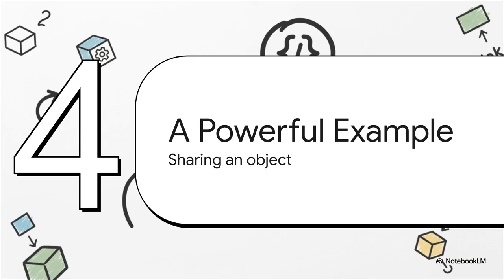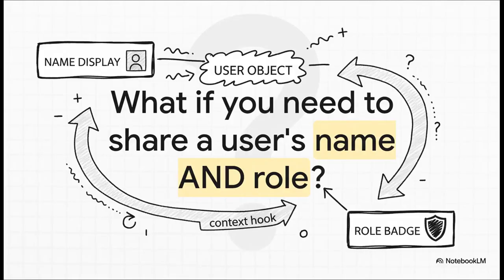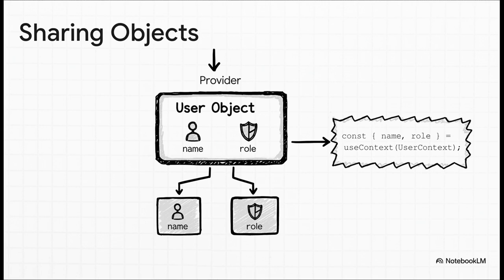Okay, so sharing a simple string is great, but let's be real. In the real world, our data is usually a bit more complex than that. So let's look at a more powerful, more realistic example. This is a super common use case, right? You've got a user object, and you need different pieces of that object in different places. So what do you do? Do you have to create a separate context for every single piece of data? No way. Absolutely not. The solution is actually beautiful in its simplicity. Just pass the entire user object into that value prop.